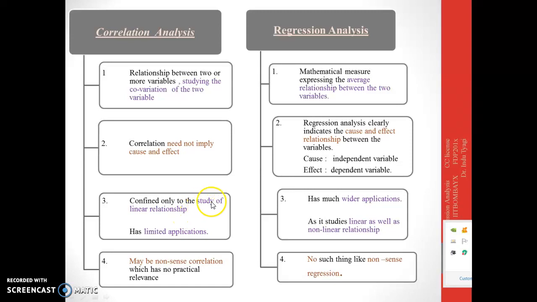Correlation is confined only to the study of linear relationship. It has limited application. Whereas regression analysis has wider application, as it studies linear as well as non-linear relationships.